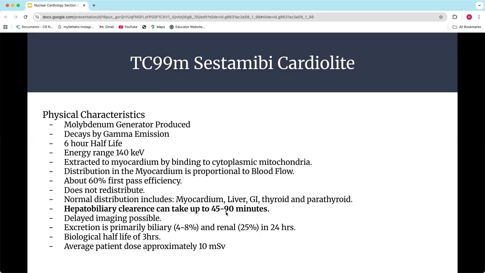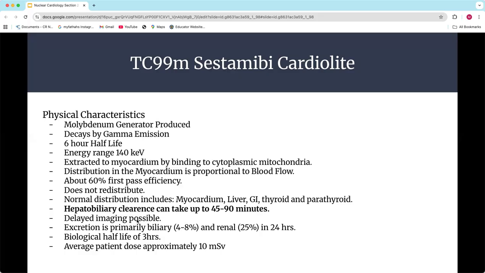It's going to lock in place. But if you're imaging immediately, you might notice that you have liver and gut bowel uptake. And so again, waiting 45 to 90 minutes will clear that out, and you'll still have your uptake in the heart. And so that's what that's talking about, that hepatobiliary clearance. And that's going to be important when we start talking about protocols and why we do what we do when we image. Because that stays in there, delayed imaging is possible.